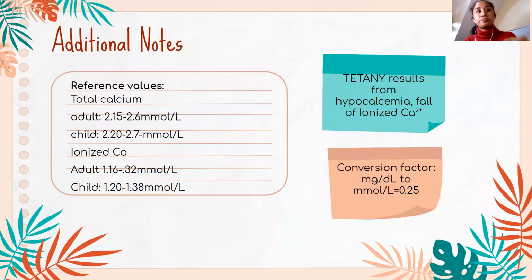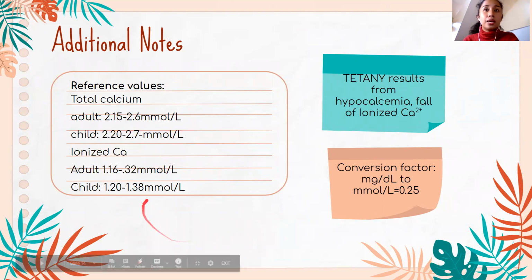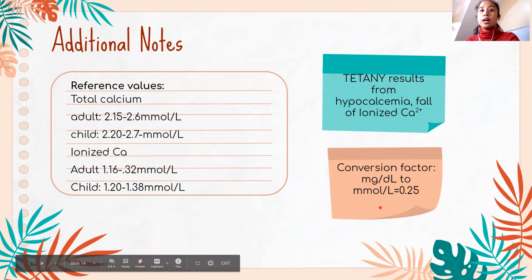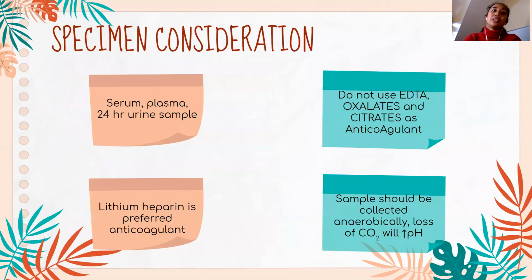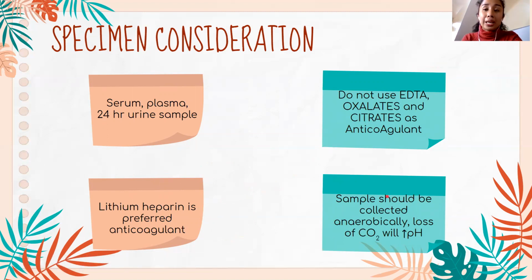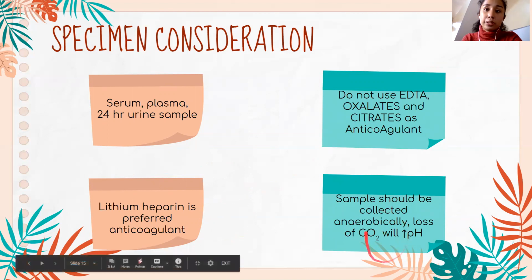Spasms. So, class, most of the time, what we measure in the laboratory is your ionized calcium. Tetany is from the fall of your ionized calcium. To convert your calcium, we multiply it by 0.25. For specimen considerations, class, we do not use EDTA, oxalate, or citrate because they chelate calcium. We still use lithium heparin. And make sure that your specimen is not exposed to air, to prevent the loss of carbon dioxide, because when we lose carbon dioxide, your pH will become alkaline.